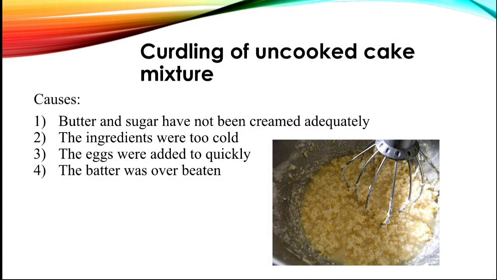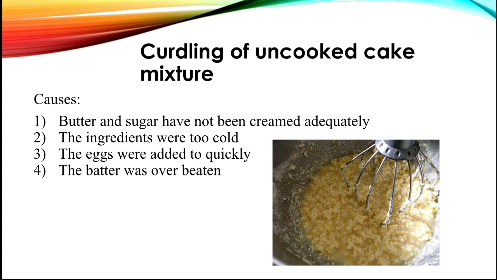So one of the first faults that I'm going to look at is curdling of the uncooked cake mixture, or the cake batter. Now, four causes are highlighted here. The first one being the butter and the sugar have not been creamed adequately, and as you know, for the creaming method, this is one of the first steps: to cream the butter and the sugar together until it is light and fluffy. The second reason could be that the ingredients were too cold.